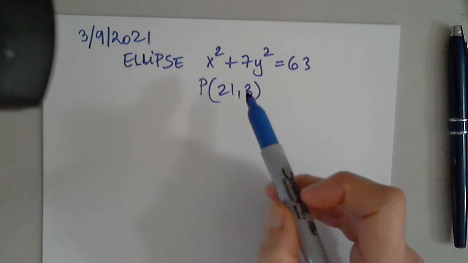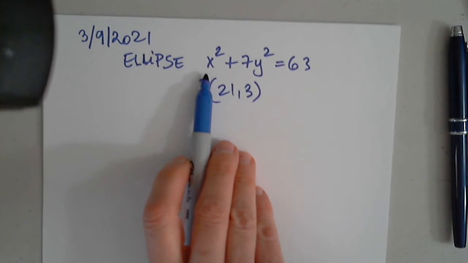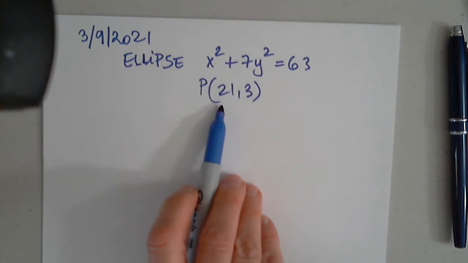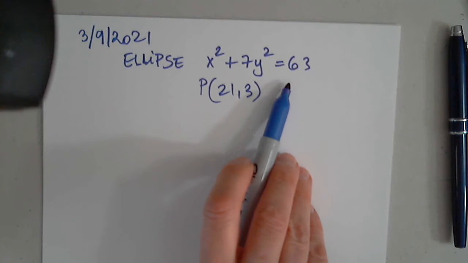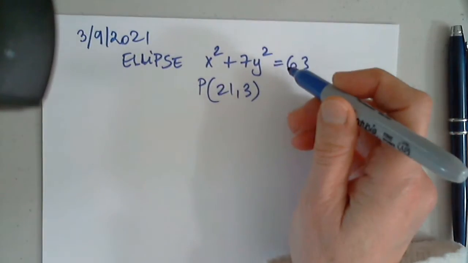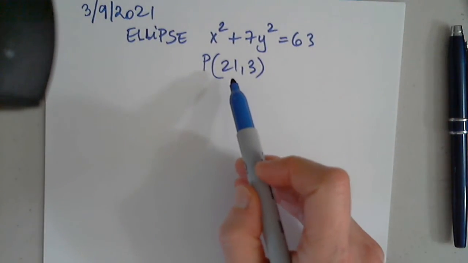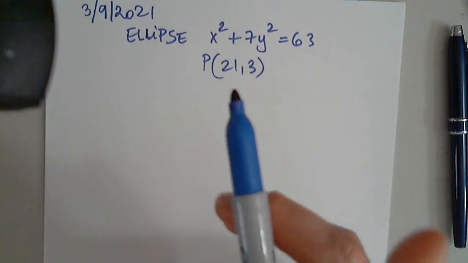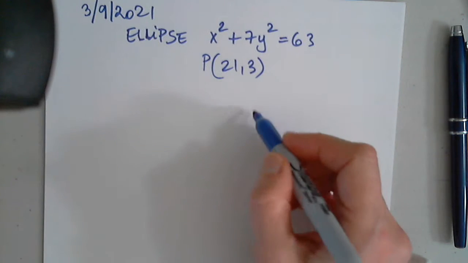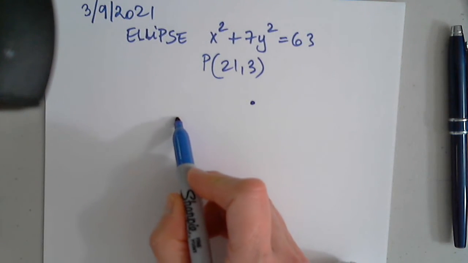So, is this correct? Yes, yes. Oh, the point is not on the ellipse. The tangent line passes through it. Okay, got it. So assuming (21, 3), let's say, is this point, and let's say this is our ellipse.